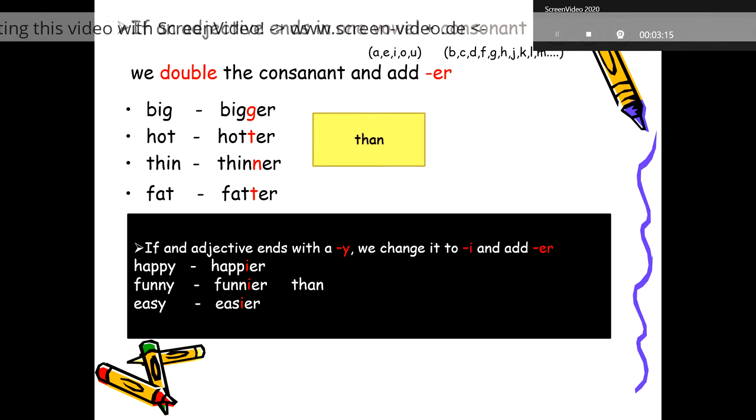If the adjective ends with Y, before the Y consonant, Y will say goodbye and then bring I. So, if the adjective ends with Y, we change the Y into I, then add the er. Happy, happier. Funny, funnier. Easy, easier. And don't forget, if we compare between two, we add the er, then.